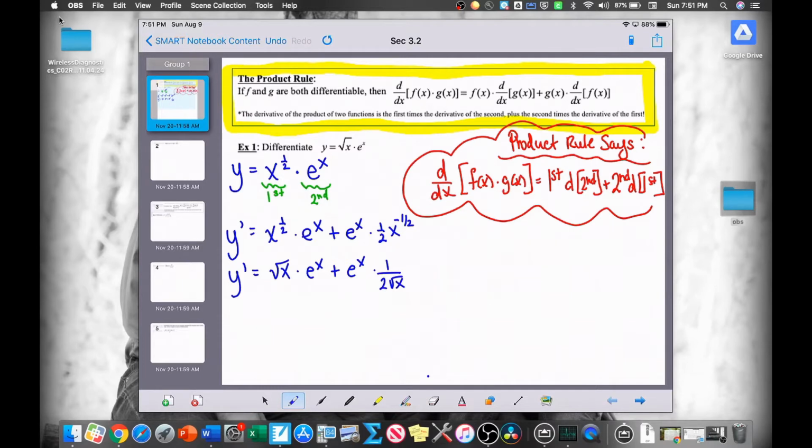And then the last thing I could do to simplify this, since I've got two things being multiplied together plus two things being multiplied together, notice there's a common factor of e to the x. So I could factor that GCF of e to the x out, and I could write my answer as e to the x times the quantity, the square root of x, plus 1 over 2 times the square root of x. And that is how I would leave my answer. This is the derivative of y.